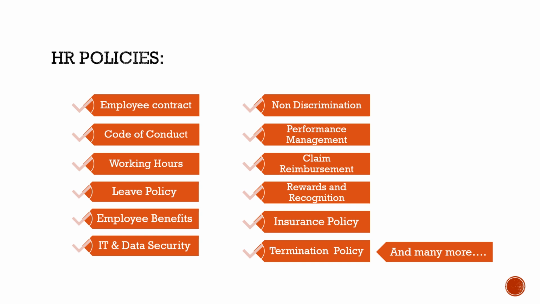Okay, so here are written some of the policies which an organization wants and requires. Employee contract, code of conduct, working hours, leave policy, employee benefits, IT and data security, non-discrimination, performance management, claim reimbursement, rewards and recognition, insurance policy, termination policy, and many more. So we will be discussing in this video the policies written here. So we are moving forward.